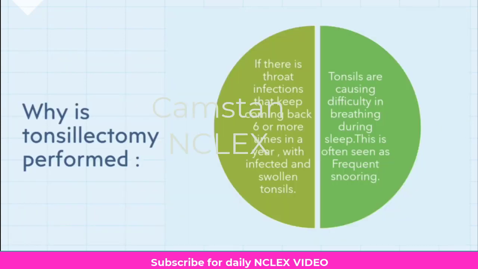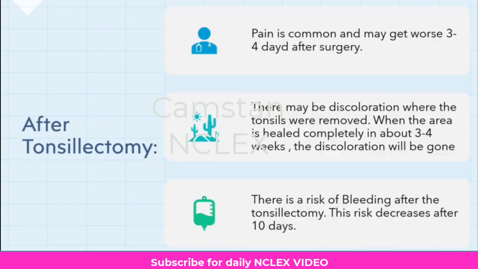And the question is, why is tonsillectomy to be performed? If there is any throat infection that keeps coming back 6 or more times in a year with infected and swollen tonsils, then there is a need to remove the tonsils by doing the surgery, that is tonsillectomy. Another reason is tonsils causing difficulty in breathing during sleep in some children, and this is often seen as frequent snoring. In this case, we also perform the removal of the tonsils.